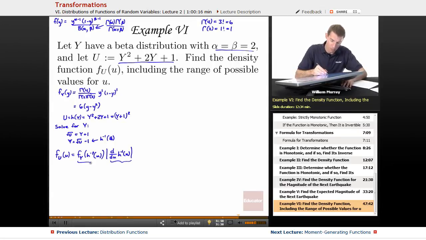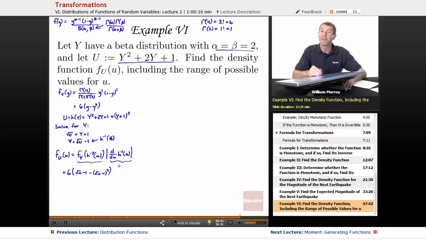Well, maybe I'll just go ahead and plug everything in here. There's my f sub y there. So this is 6 times, now it says y, but I have to convert that into u's, into h inverse of u. So square root of u minus 1. I'm looking at this y minus y squared, but I'm plugging in square root of u minus 1 for y. So minus the square root of u minus 1 squared. That's going to get a little messy, isn't it?